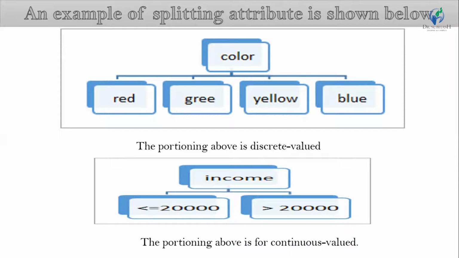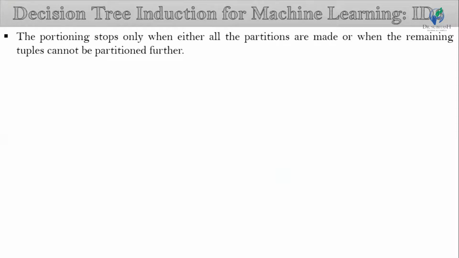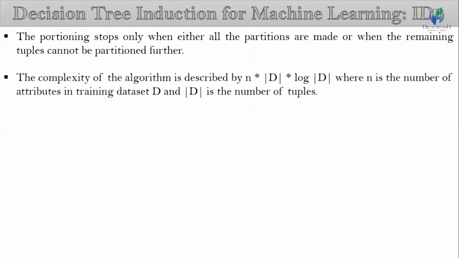The above partitioning steps are followed recursively to form a decision tree for the training data tuples. The partitioning stops only when either all the partitions are made or when the remaining tuples cannot be partitioned further. The complexity of the algorithm is described by n times d times log d, where n is the number of attributes in the training dataset D and log d is the number of tuples.